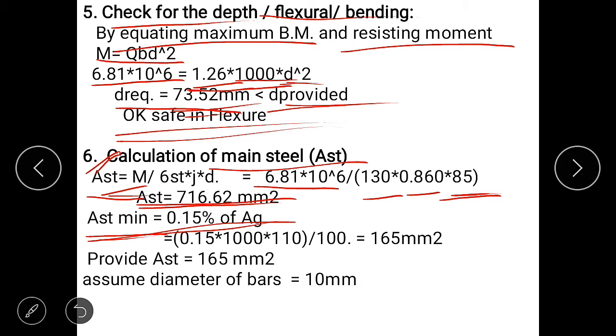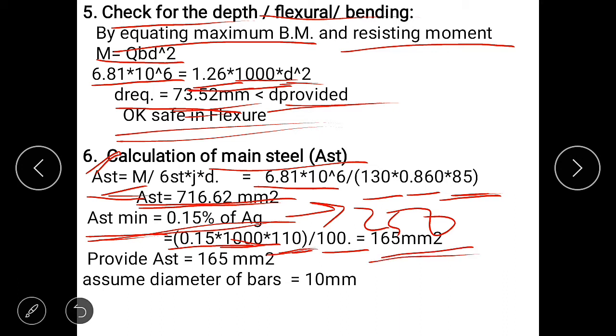So the formula for 250 grade of steel is 0.15 percentage of B into D, where B we consider as 1 meter, meaning 1000 mm, and capital D, the overall depth of slab, is 110 mm. So the total area of steel minimum is 165 mm square.